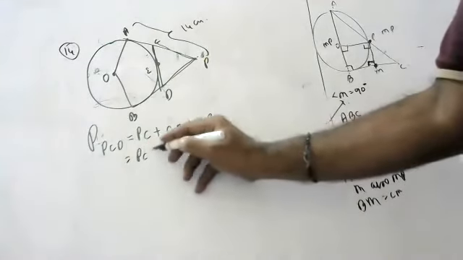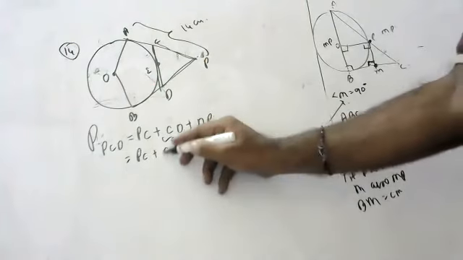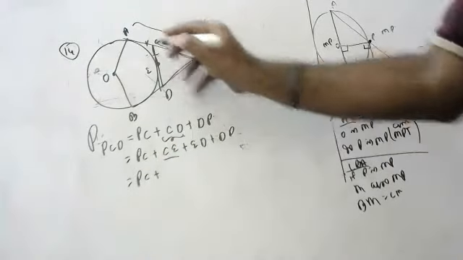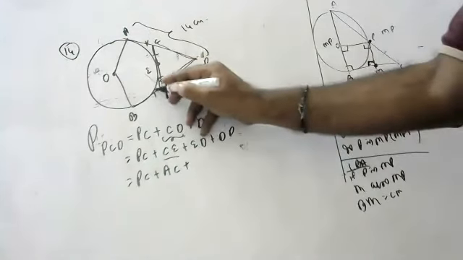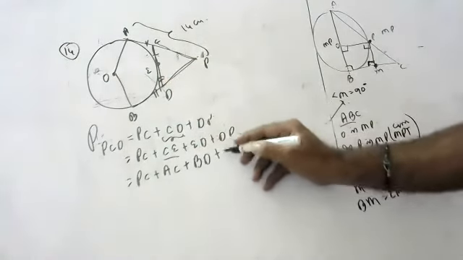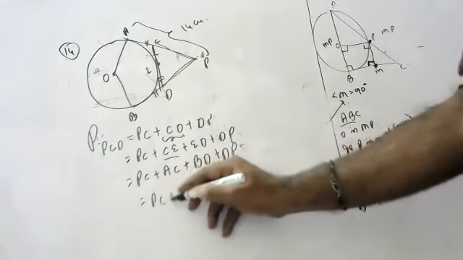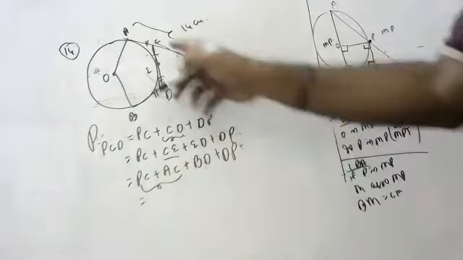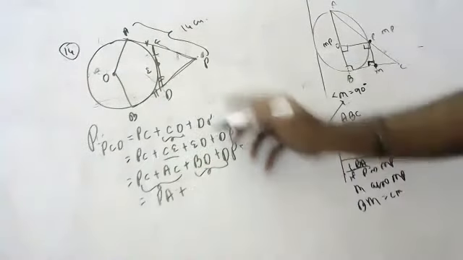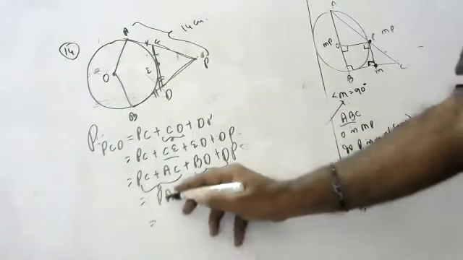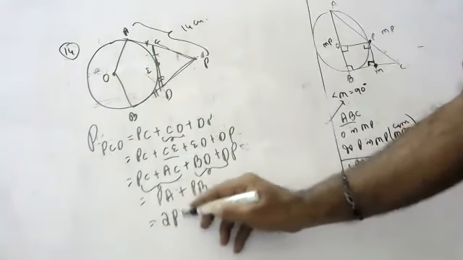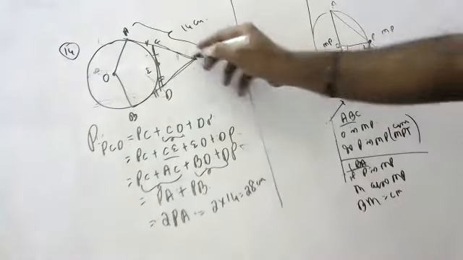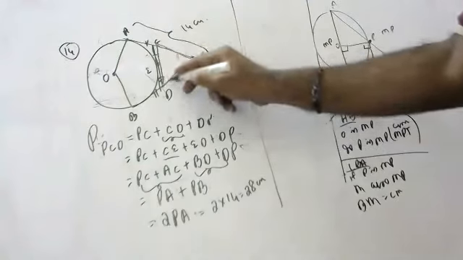Now PC can be written as PC only. CD can be written as CE plus ED. DP as it is. PC plus CE can be written as AC, as tangents meeting at a point are equal. ED is equal to BD, tangents meeting at a point are equal, plus DP. PC plus AC is equal to PA. And BD plus DP is equal to PB. PA and PB are equal because tangents meeting at a point are equal, so that can be written as 2PA, which is 28 centimeters.